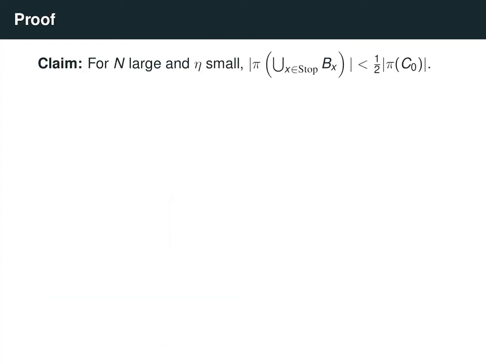So what we're going to do now is show that if we pick n large enough and eta small enough, the Lebesgue measure of the projections of these stop balls is less than 1/2 the projection of C naught.